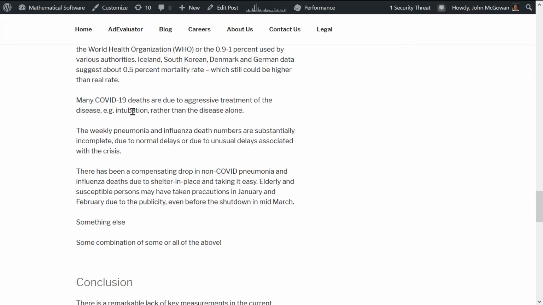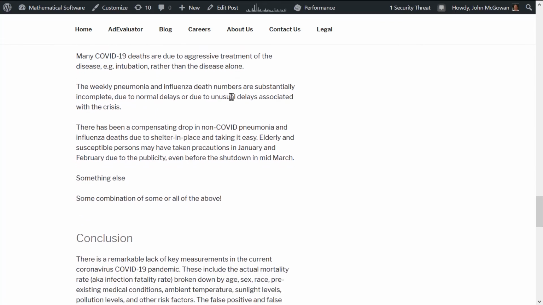Many COVID-19 deaths could be due to aggressive treatment of the disease, especially intubation, which is quite dangerous, rather than the disease alone. The weekly pneumonia and influenza death numbers are substantially incomplete due to normal delays or due to unusual delays associated with the crisis.